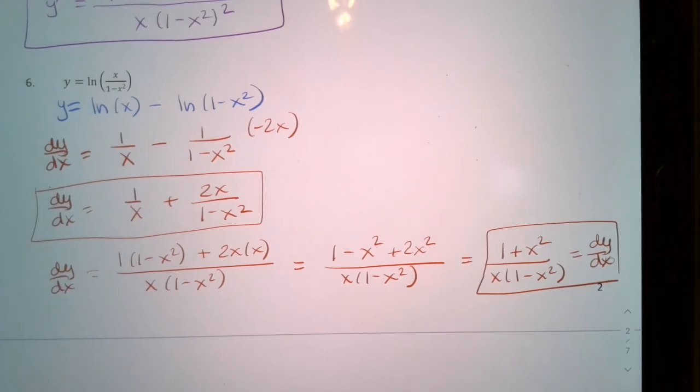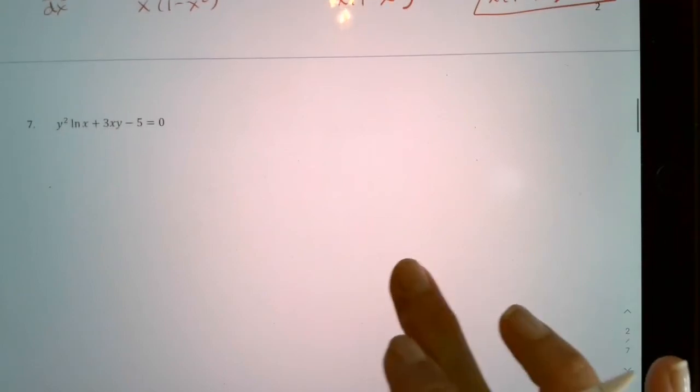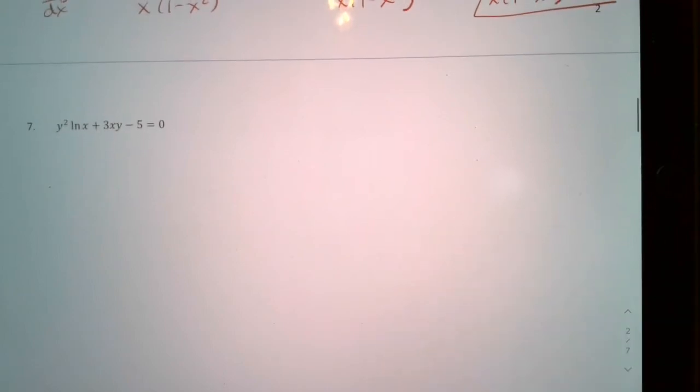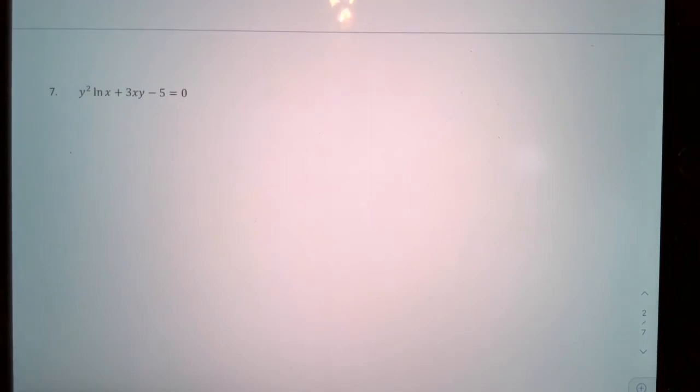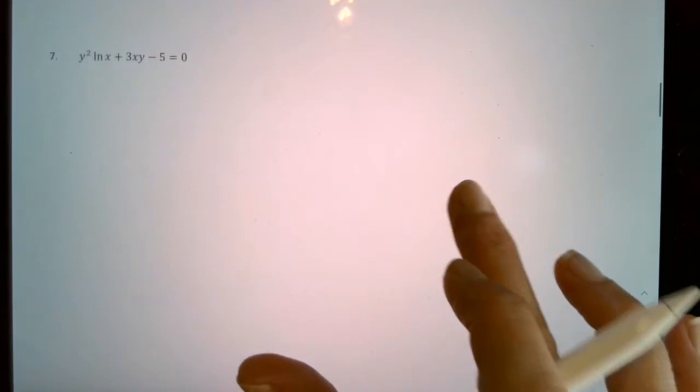So rounding out all of this stuff, what I was trying to get us ready for is to be able to handle something like this problem, which is problem number 7. This is a different question. You may have done this in Calc 1, you may not have.